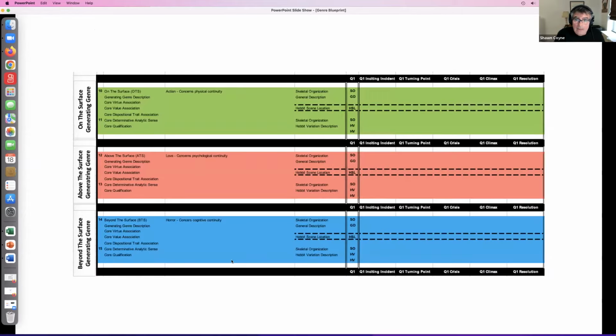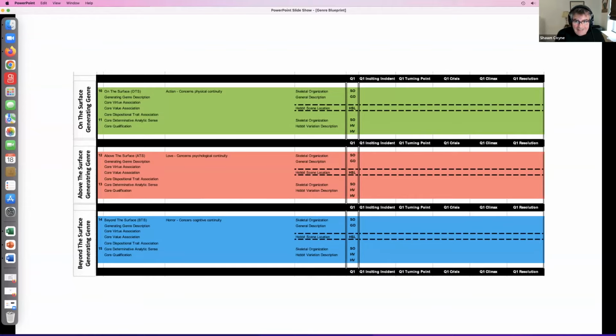Okay, the bottom are the generator genres, right? So these are variants of green, red, and blue. So we got light green, pink, and light blue. And those are action, love, and horror. And so I'll be walking through all 20 of the generalized principles for each of those genres too.